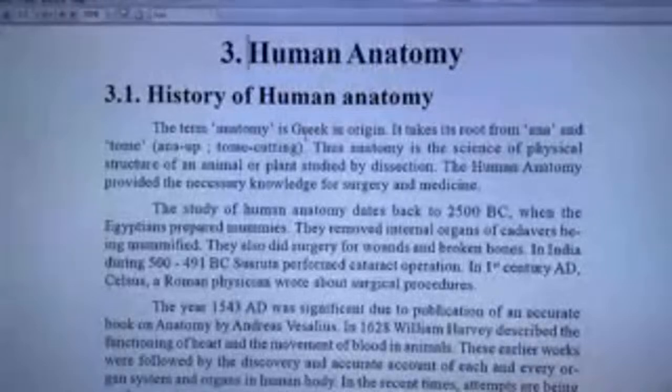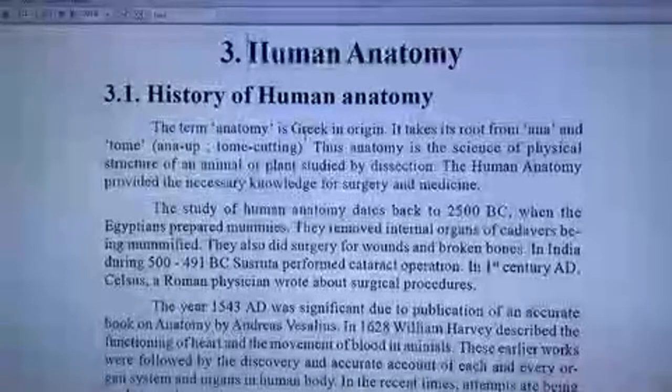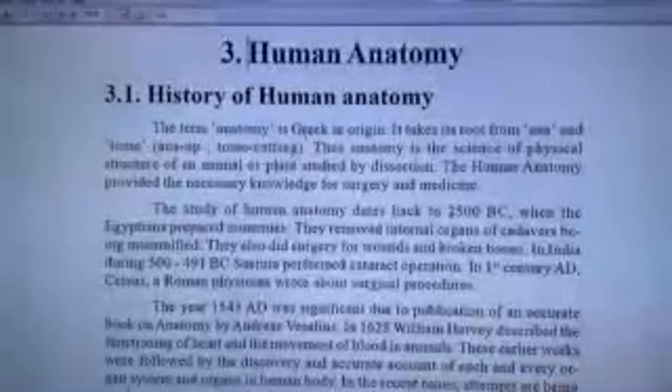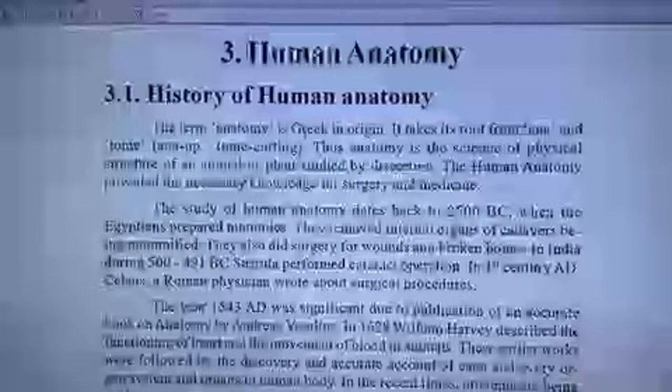History of human anatomy. The term anatomy is Greek in origin. It takes its root from ana and tomy: ana, up; tom, cutting. Thus, anatomy is the science of physical structure of an animal or plant studied by dissection. The human anatomy provided knowledge for surgery and medicine.